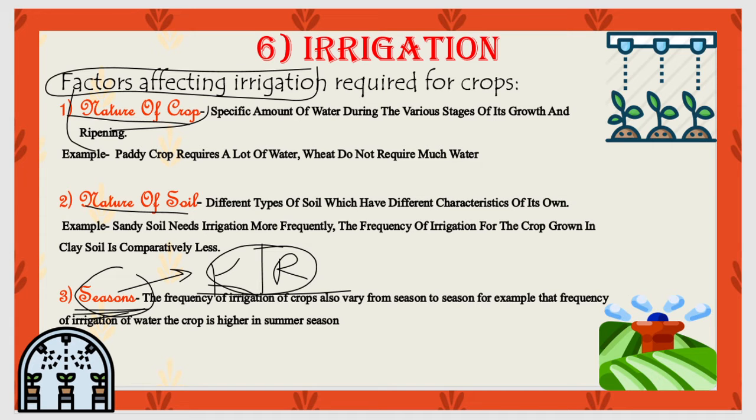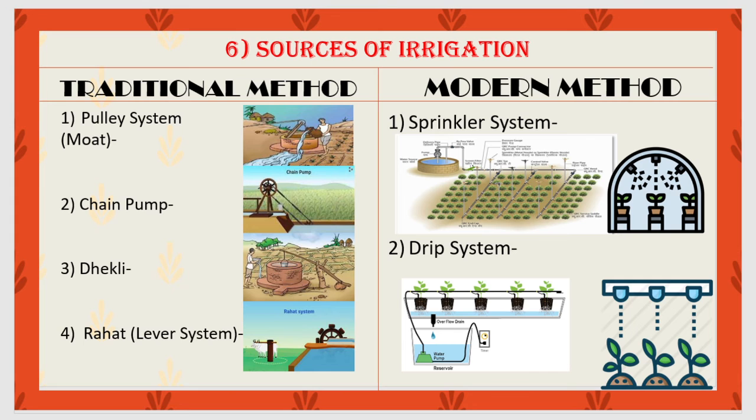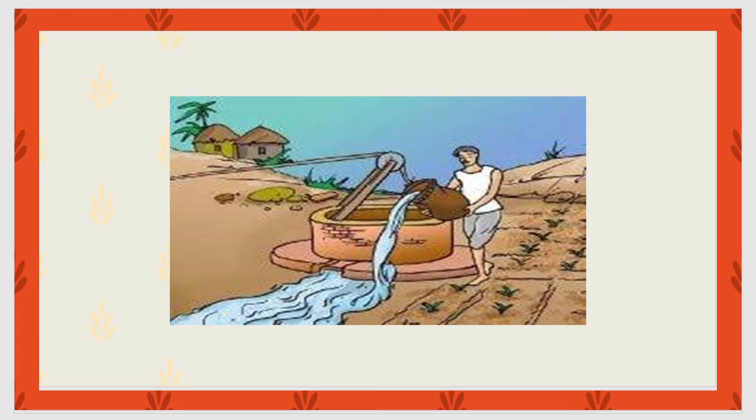Now let us come across sources of irrigation. There are two types of irrigation, which were used earlier and which are used now. These are traditional and modern. We have 4 points in traditional irrigation and 2 points in modern irrigation. Let us understand it in detail.